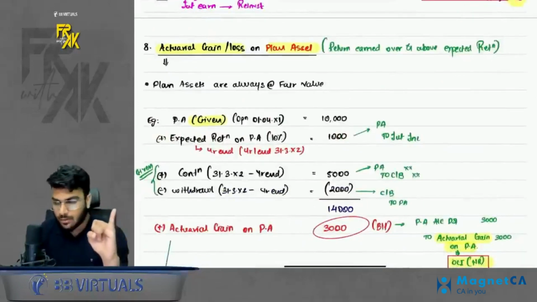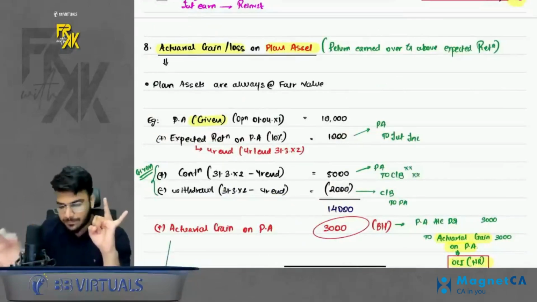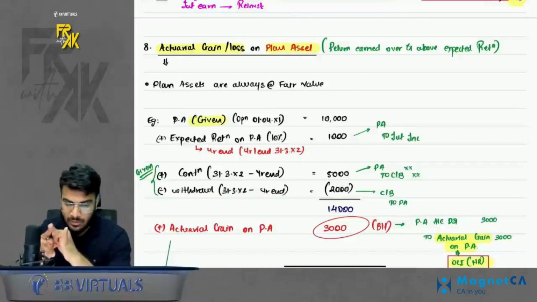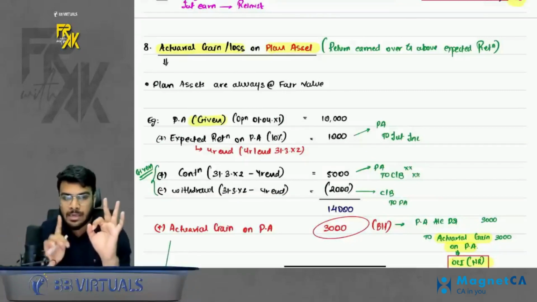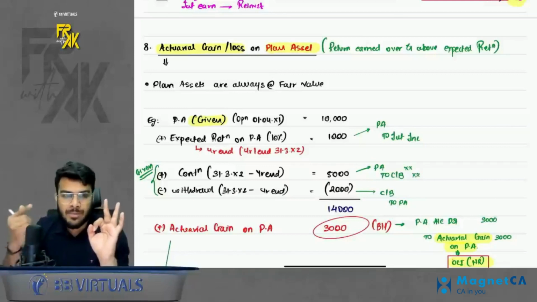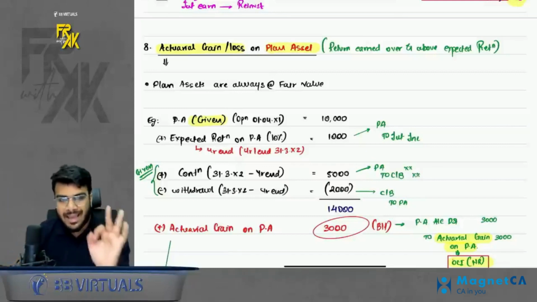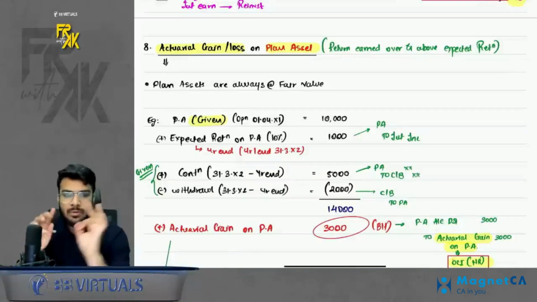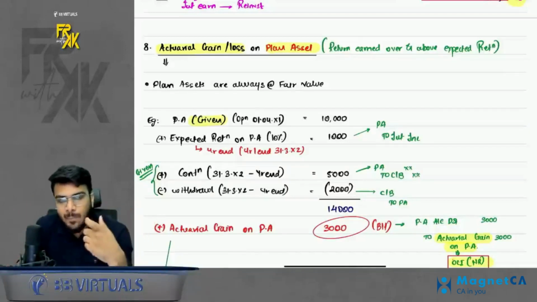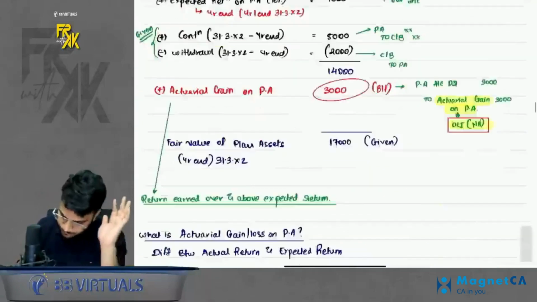So again, three more terms are introduced. Plan asset goes in balance sheet, asset side. Second, expected return on plan asset, that is the interest income which you expect to earn, goes to employee benefit expense, profit and loss. Third is actuarial gain and loss on plan asset, the income which you earn over and above your expected return on plan asset. This will go in OCI NR. And the combination of expected return and actuarial gain and loss is your actual return.